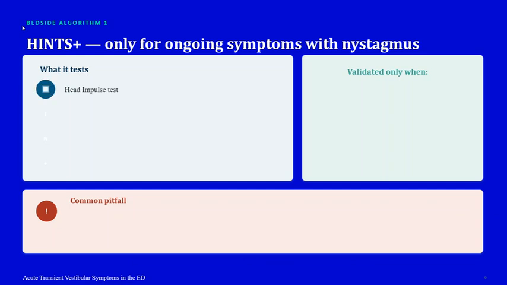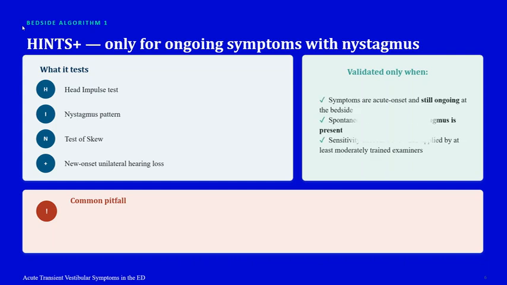What does it test? Head impulse test, nystagmus pattern, test of skew, and new onset unilateral hearing loss. It is validated only when symptoms are of acute onset and still ongoing at the bedside. Spontaneous or gaze evoked nystagmus is present. The sensitivity exceeds 95% when applied by at least moderately trained examiners.